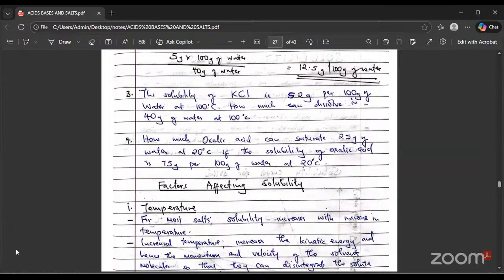But in the meantime, let me just give you this one as your takeaway. You go and try. If it fails, you can ask me or you can ask Madam. This one, try number 4. Of course, in this recording now, people can still see. So how much oxalic acid can saturate 25 grams of water at 20 degrees if the solubility of oxalic acid is 75 grams per 100 grams of water at 20 degrees?